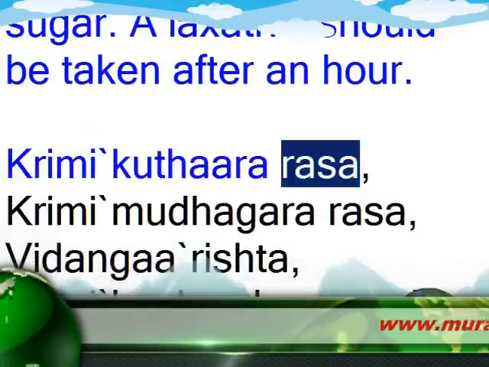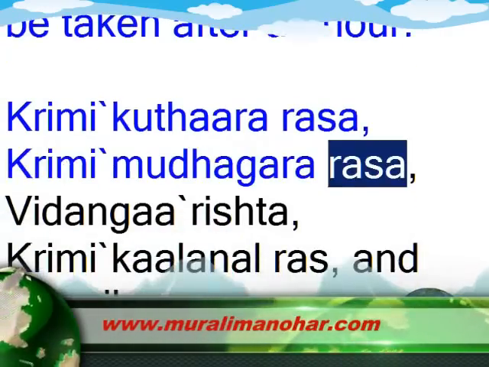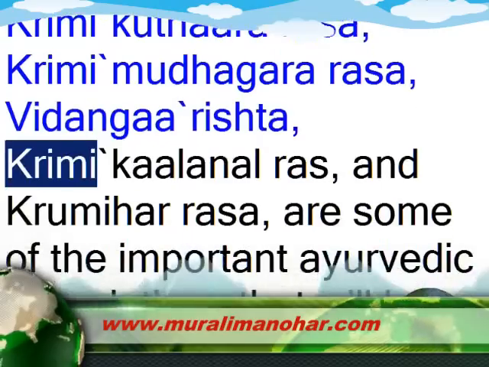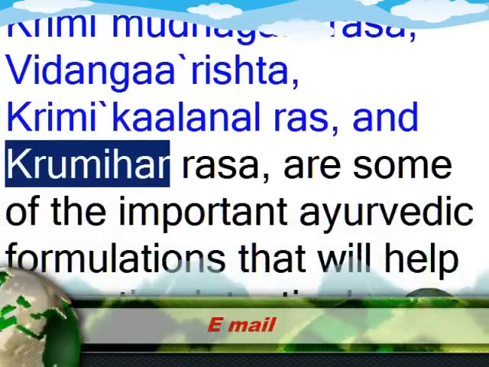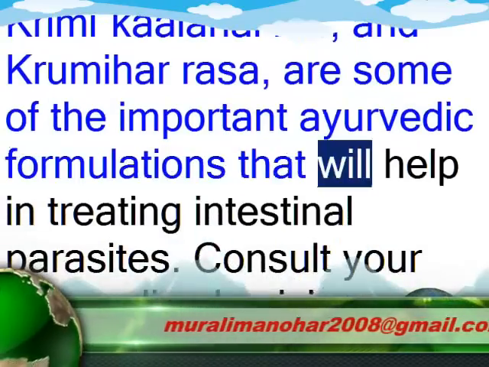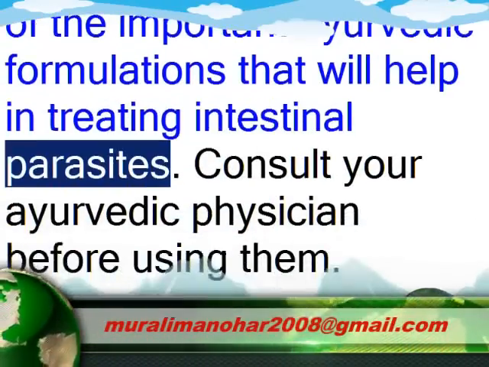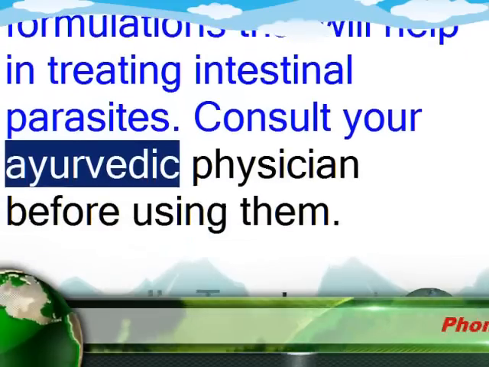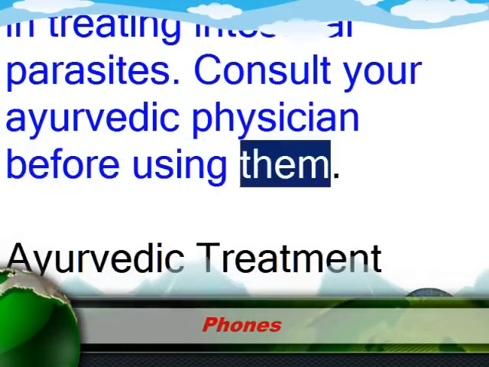Krimikuthara rasa, Krimimudgara rasa, Vidangarishta, Krimikalanala rasa, and Krimihara rasa are some of the important Ayurvedic formulations that will help in treating intestinal parasites. Consult your Ayurvedic physician before using them.